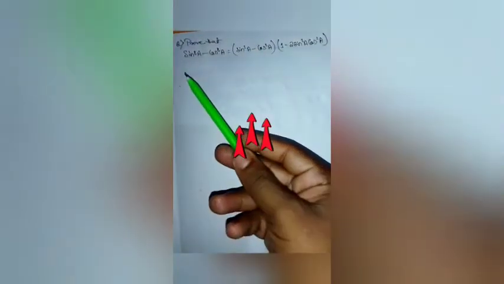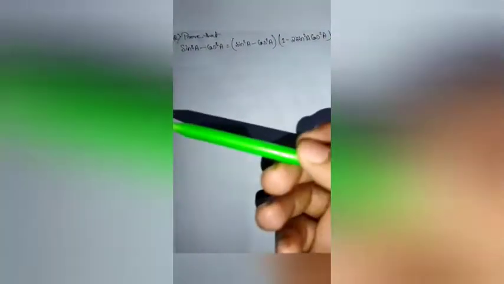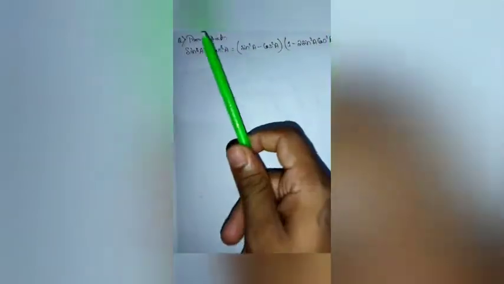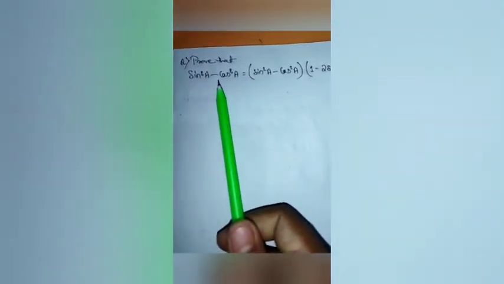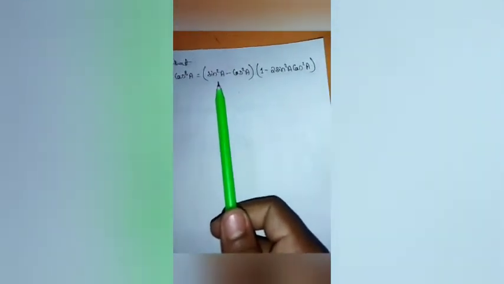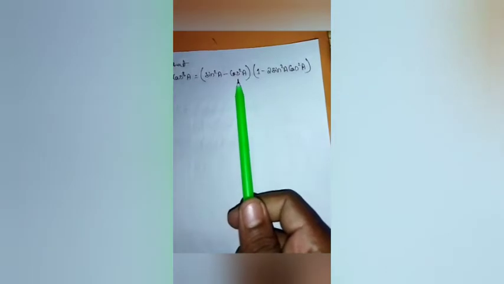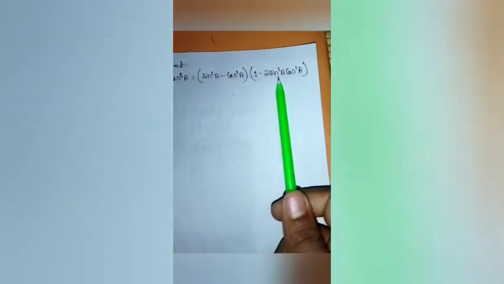So when we look at this equation, we can understand that it's a trigonometrical equation, okay? So I'm gonna read the question for you. It's like, prove that sine to the power 8a minus cos to the power 8a is equal to sine square a minus cos square a whole into 1 minus 2 sine square a into cos square a.